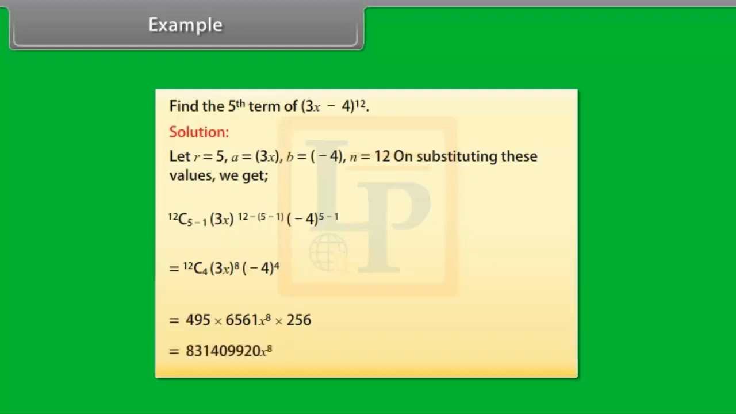Which gives 1409920 into x raised to power 8.